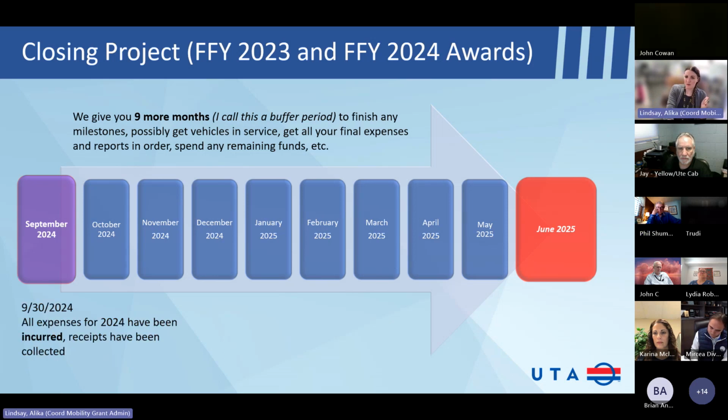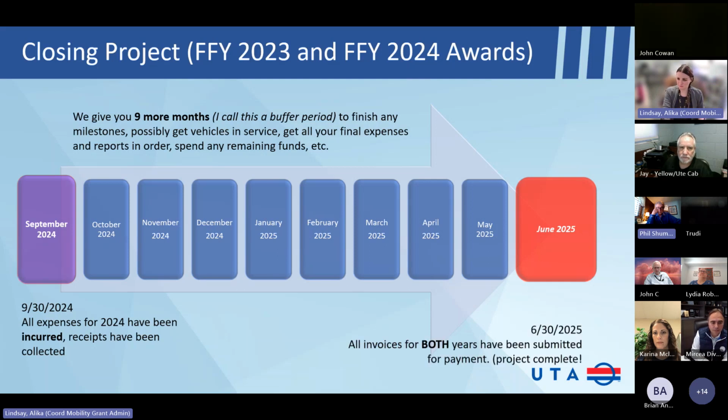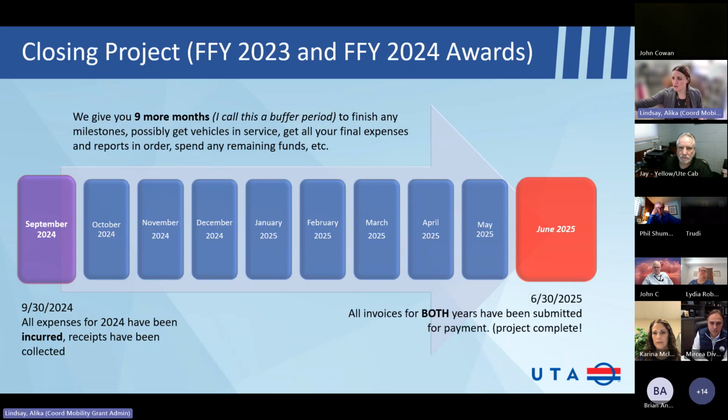So again, September 30th, all your expenses for 2024 and 2023 were incurred, receipts been collected. And then by June 2025, all your invoices for both years have been submitted for payment. We've paid you. You're ready to do your closeout report.